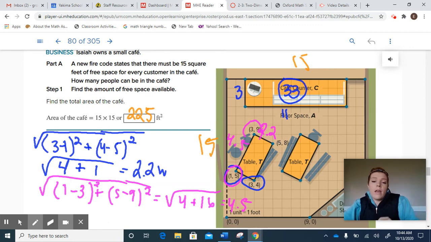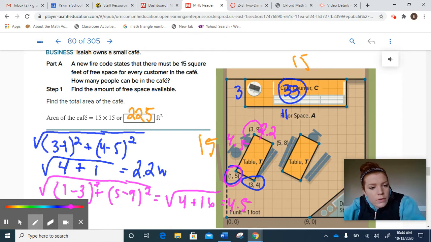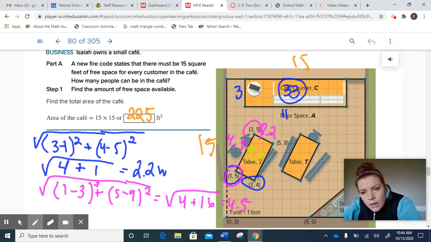So to find the area of that rectangle, I'm going to take 4.5 and multiply it by 2.2. That's 9.9. Let's get a different color here. Let's try yellow. 9.9. And the other one's 9.9.